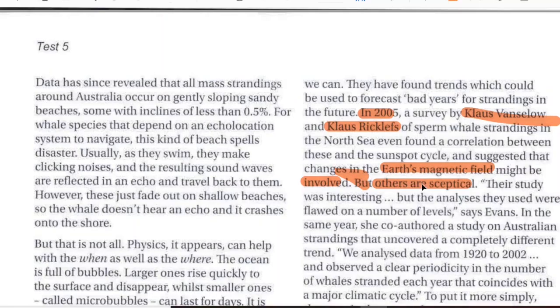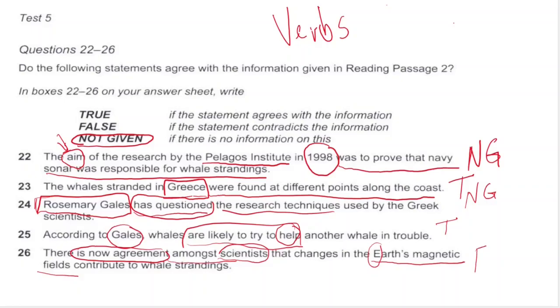But in the next sentence we have this that says, but others are skeptical. What does skeptical mean? Skeptical means that they don't agree with the statement mentioned before. So there is not an agreement amongst scientists, and the answer is false for the last question. So as you can see, the first question is not given, the second true, third not given, fourth true, and the last one is false.